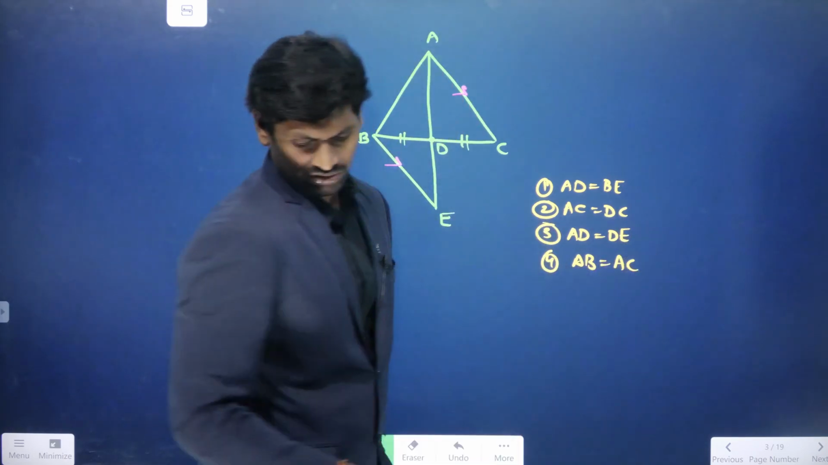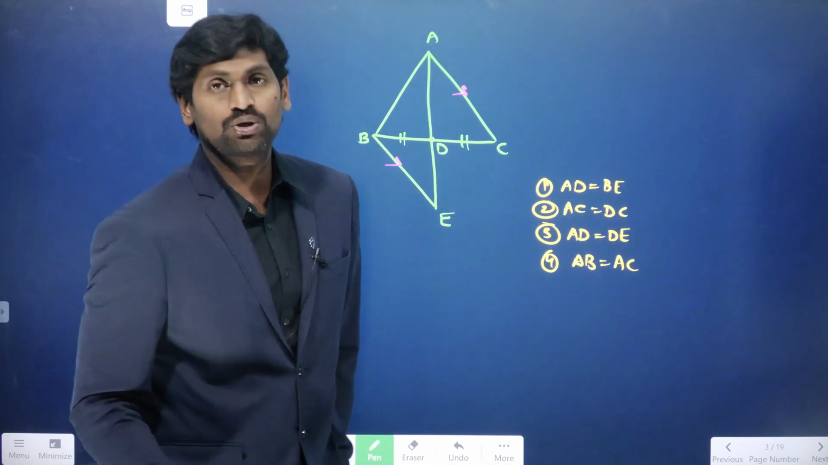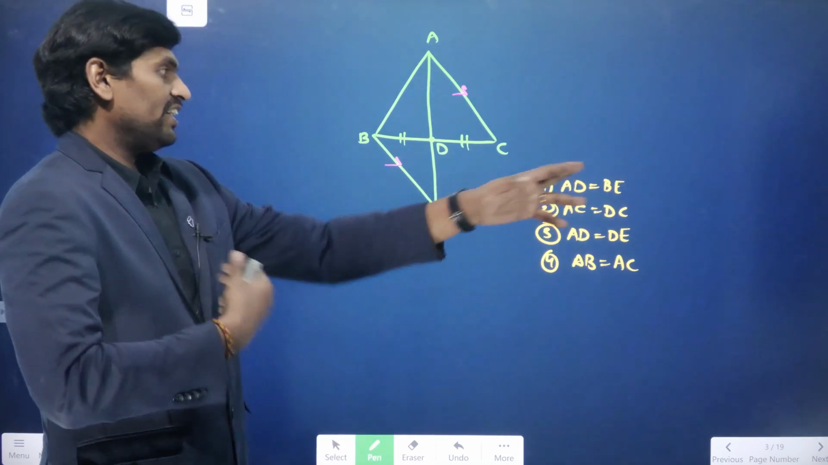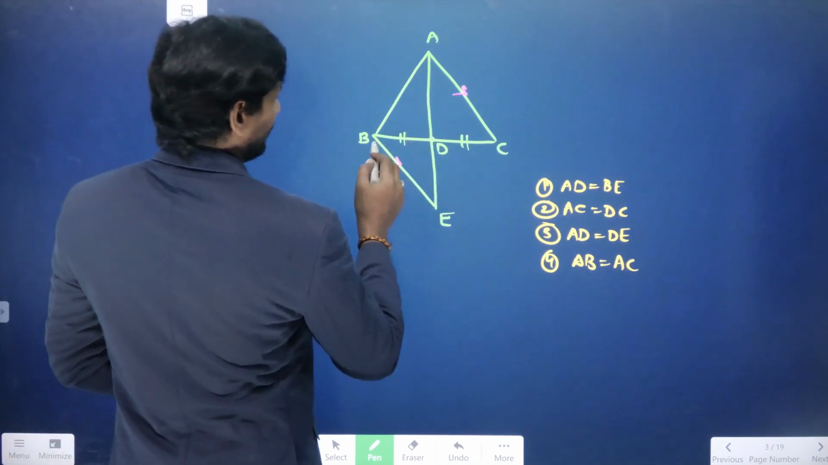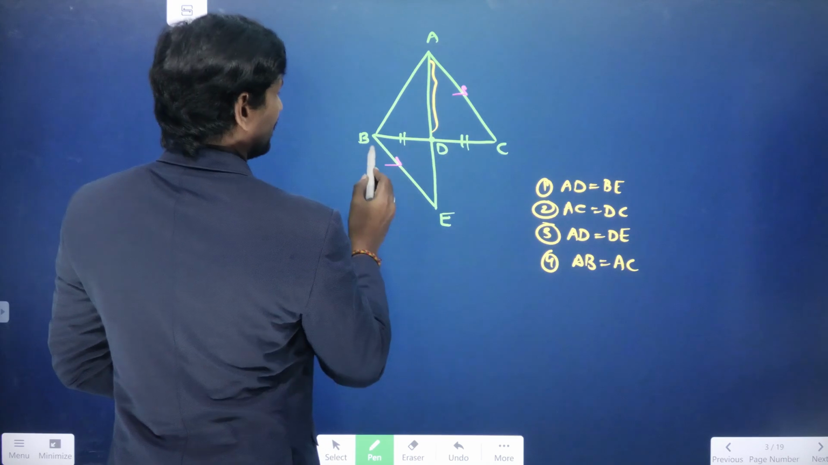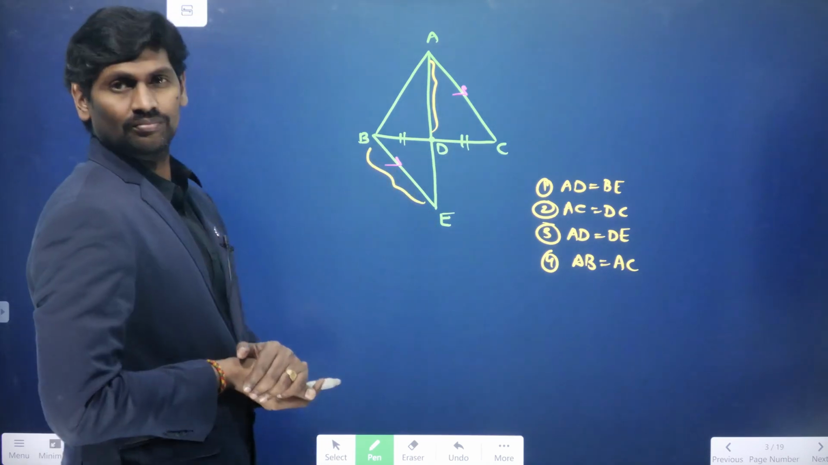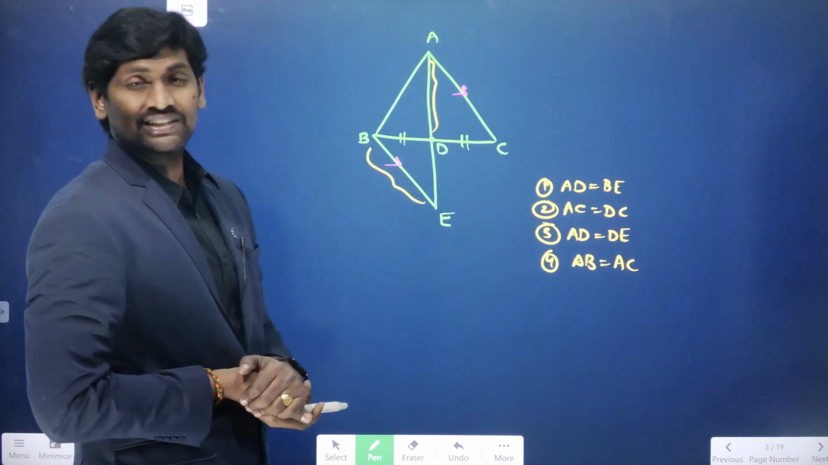So let us check which of the following options is true. Now, AD equals BE, it seems. AD and BE, AD length, BE length. Do you find any relation between them?